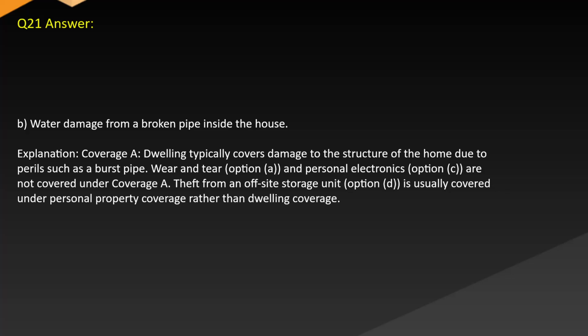Answer: B. Water damage from a broken pipe inside the house. Explanation: coverage A, Dwelling, typically covers damage to the structure of the home due to perils such as a burst pipe. Wear and tear, option A, and personal electronics, option C, are not covered under coverage A. Theft from an offsite storage unit, option D, is usually covered under personal property coverage rather than dwelling coverage.